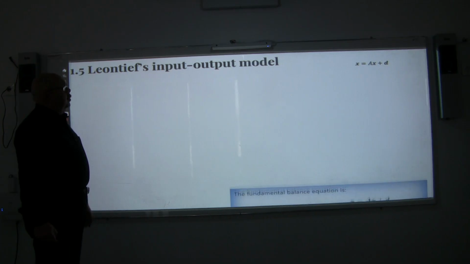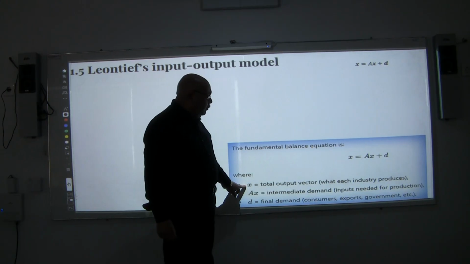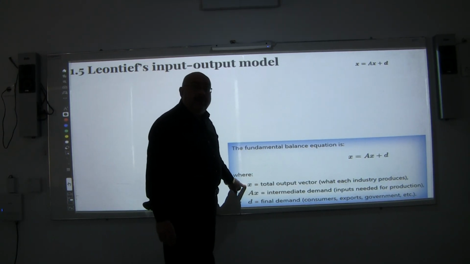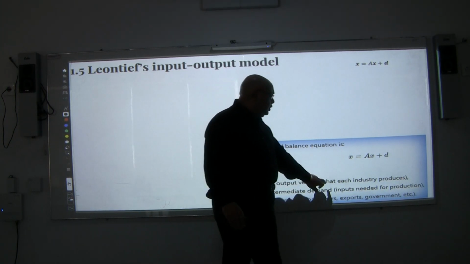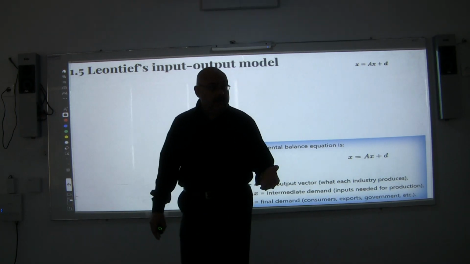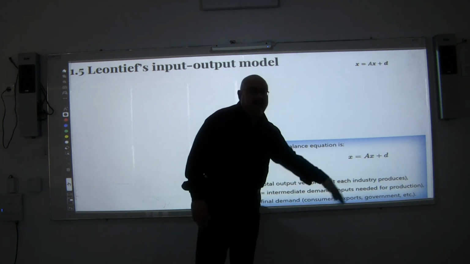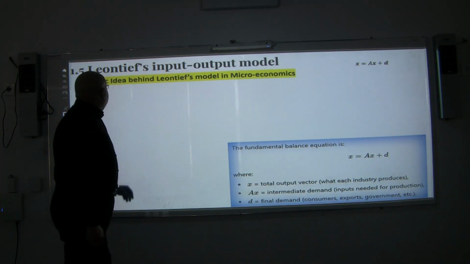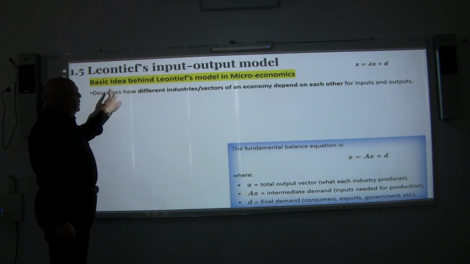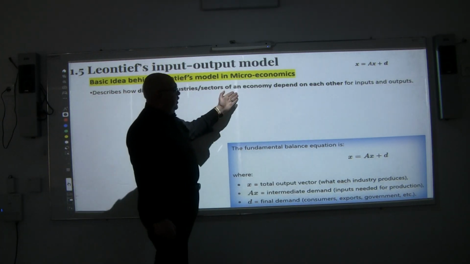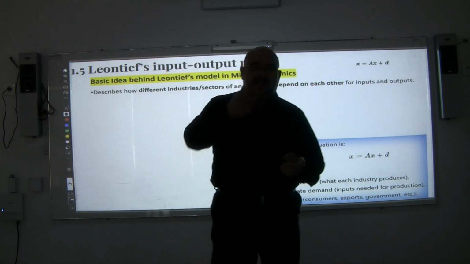Okay, Leontief input-output, this is the general equation, and that's the definition as I told you. X is the total output vector, or the total production of each sector. AX is the intermediate demand, the inputs needed for production. Then D is the final demand: consumers, exports, government, whatever. That's the final source. The basic idea behind the Leontief model in microeconomics is that it describes how different industries or sectors of an economy depend on each other to work together. None of the sectors will stand by itself.